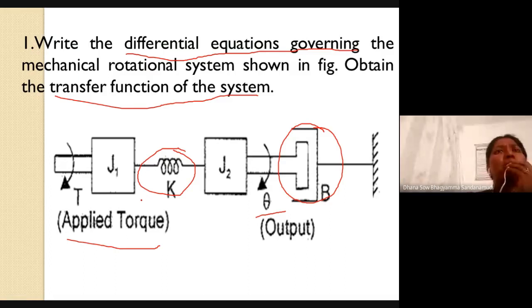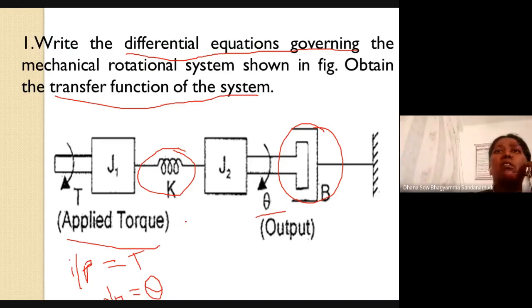First of all you must know what the input is. What is the input here? Input is the applied torque. What is the output here? Output is the angular displacement. Angular displacement is the output. Now I know my inputs and outputs.